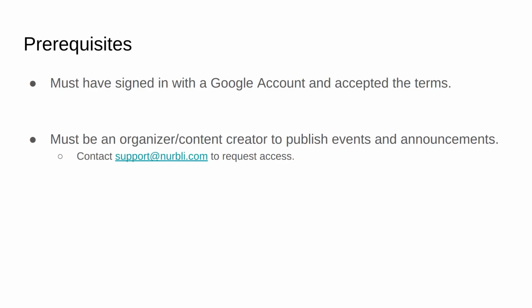To get started, there are a couple prerequisites you need to do in order to create events and announcements. The first thing is you need to be signed in with a Google account and accept the terms and conditions. You also need to have an organizer or content creator account in order to publish these events and announcements for your organization. By default, you do not have this access, so you'll need to contact support at nerdly.com so that way you can request access to become a content creator for the platform.